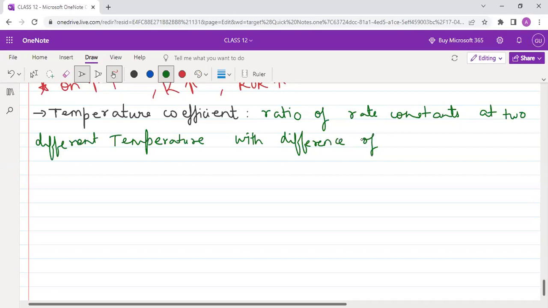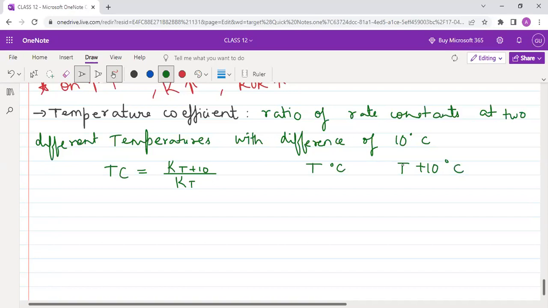So the temperatures have a difference of 10 degrees Celsius, and you have to take the ratio of the rate constants. So we can write the temperature coefficient is equal to the rate constant at T plus 10 degrees Celsius over the rate constant at T temperature. We have taken two temperatures: one is T degrees Celsius and the other is T plus 10 degrees Celsius, a difference of 10 degrees Celsius between both.